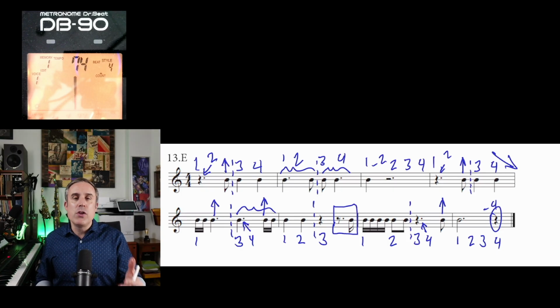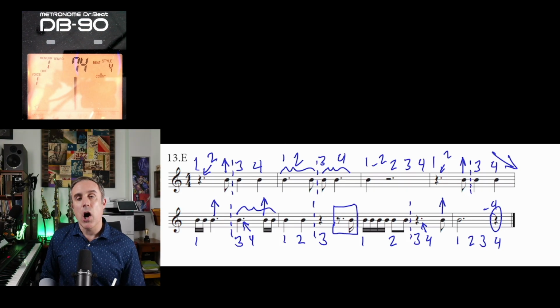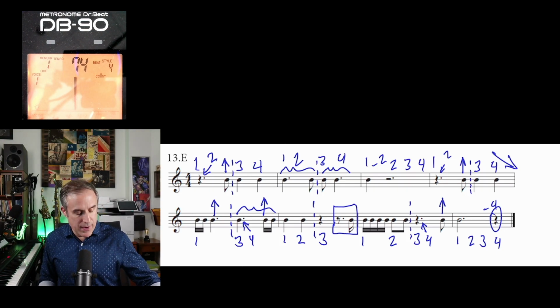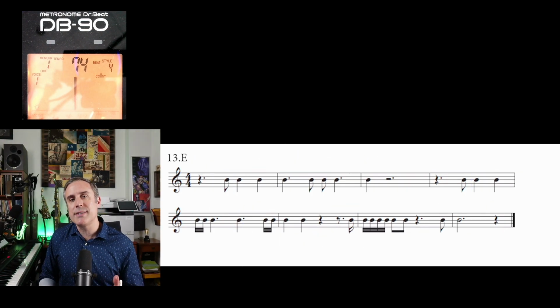But again, if you need to analyze this exercise further before performing it with a metronome, you can pause the video right now. You can analyze it more, you can write in the Tik-A Tee verbiage, whatever it takes to get you ready to perform it with a metronome. When you're ready, come back and join me. We're going to go perform it right now. All right, let's dive in by first removing all the ink on this page so you can see the exercise a lot more clearly. We're going to stay at 74 beats per minute.